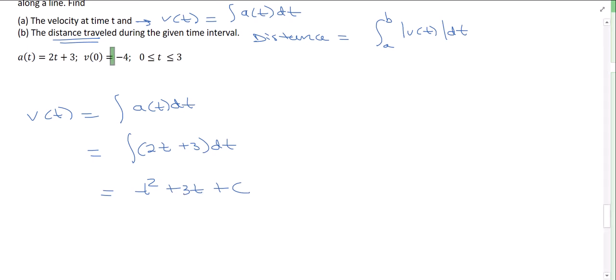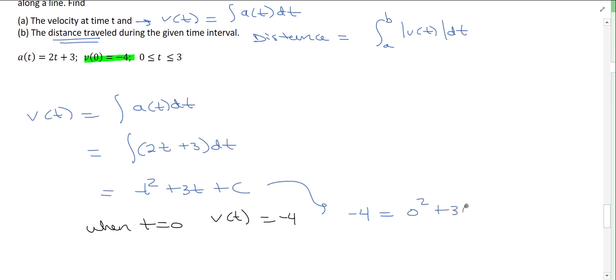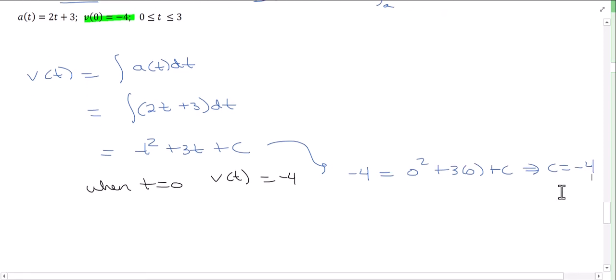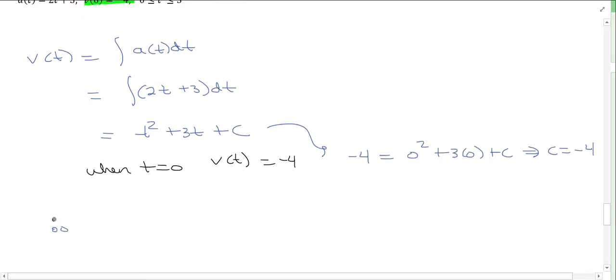But we are given an initial condition that v of 0 is negative 4. So that means that when t is 0, the velocity is negative 4. So we can put that in. Negative 4 equals 0 squared plus 3 times 0 plus c. So that just tells me that c is negative 4. So therefore v of t is t squared plus 3t plus c, but c is negative 4, the initial velocity. So this is now our velocity function.